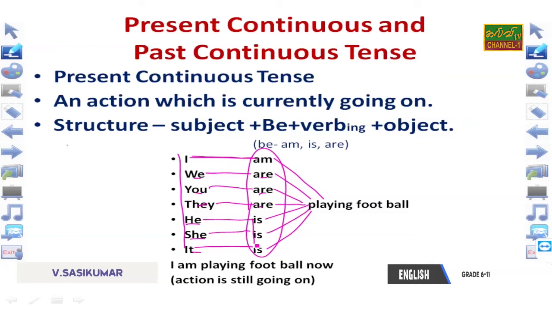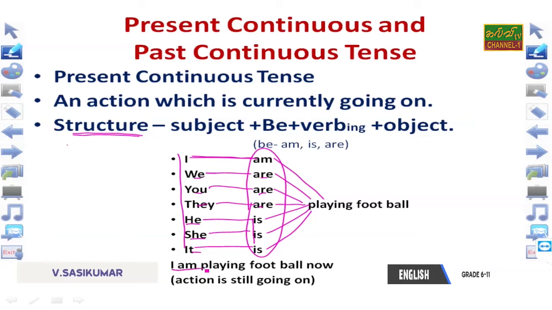This is the final statement of mine. That's why he is playing football, because of the singular subject. We are playing football because the subject is plural. So this is the condition based on structure. Under this structure we have understood the present continuous tense. That's why the example is here.